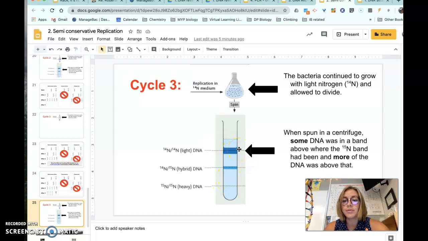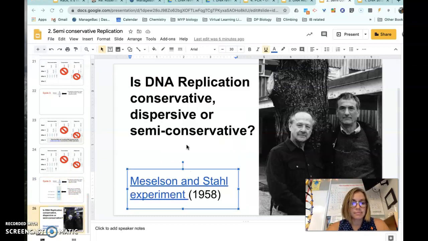When spun in a centrifuge, some DNA was in a band above where the 15N band was, and more of the DNA was above that. So if needed, just check out this video and see if that might help you.